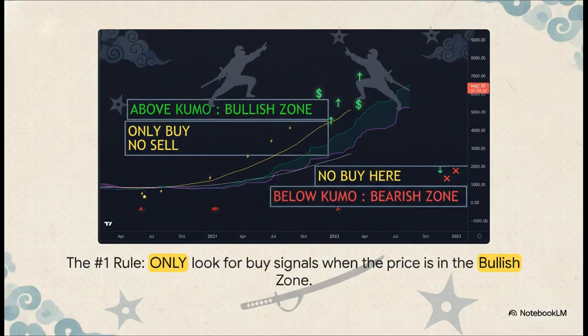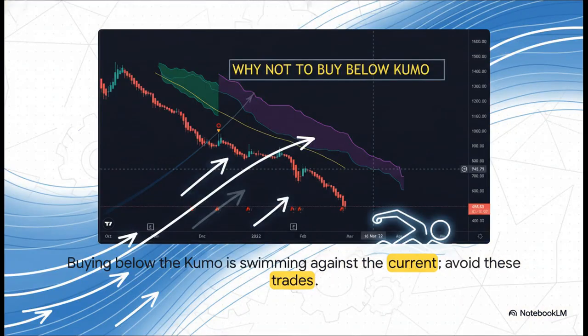So this brings us to the most crucial point, the absolute number one rule of the NinjaMoku system. You only look for buy signals when the price is trading above the Kumo, inside that bullish zone. That is your main filter for literally everything else we are about to cover. And why is that rule so important? Well, a picture is worth 1,000 words, and this chart says it all.